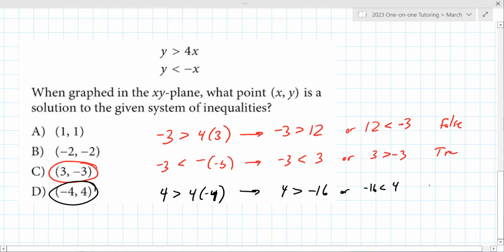Yes, this is true. Let's try the other one here. Is 4 less than -4? Is 4 less than 4? Or is 4 greater than 4? 4 is equal to 4. Yes, so this is false. It has to be 100% true.